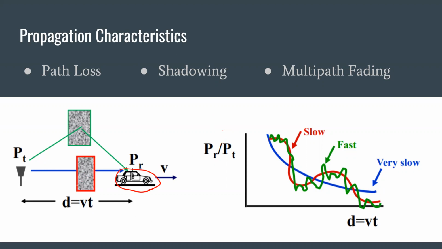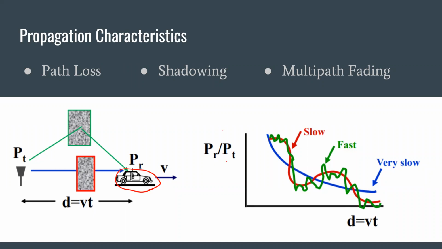The path loss model is described by this blue line, which essentially means that there is a direct, straightforward path towards the receiver. And here we characterize the propagation by finding the ratio of the received signal to the transmitted signal over distance. We see from the blue line that there is a very slow change of this ratio, and the change is quite smooth.